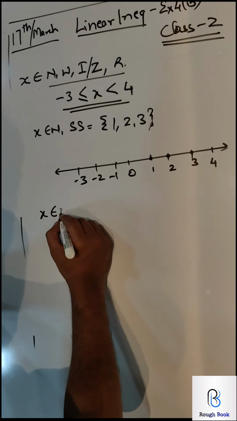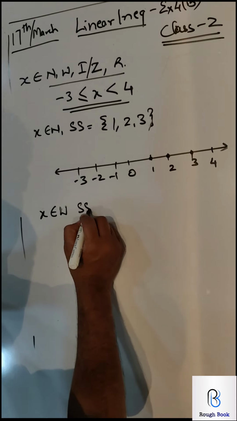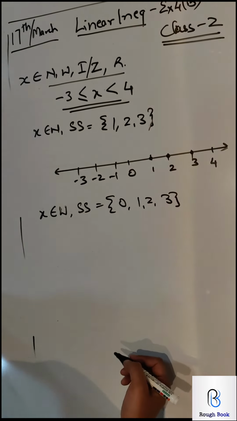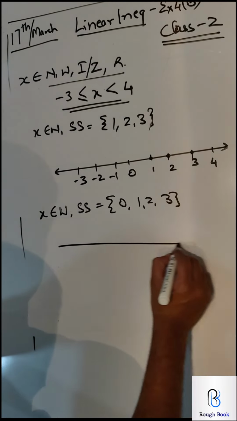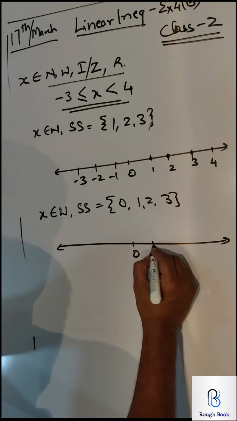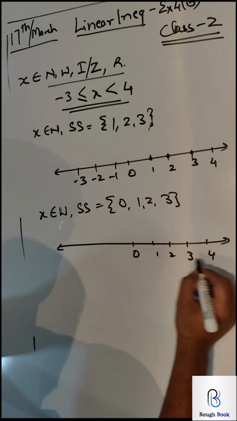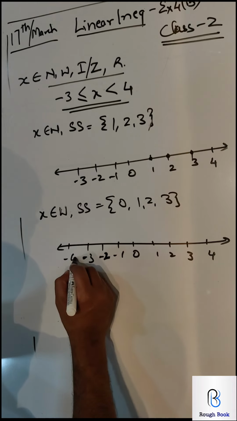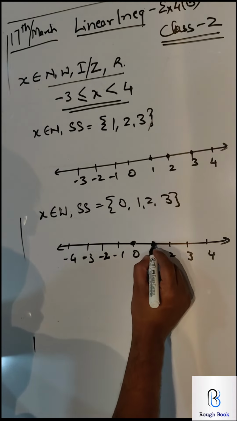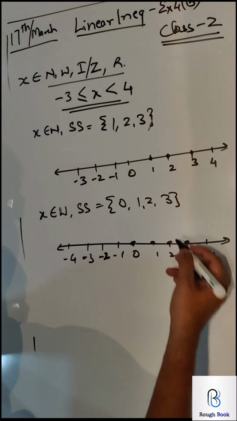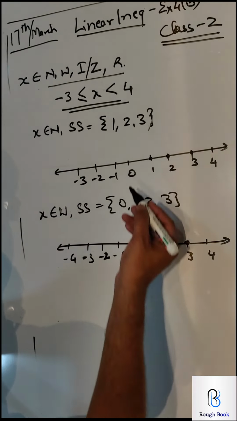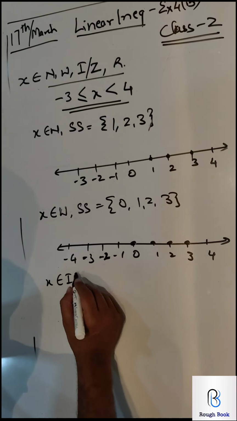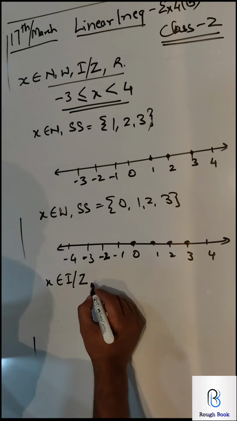The next one, if x belongs to W. So then my solution set changes. It starts from 0, 1, 2 and 3. 4 cannot be included in this because 4 is not inclusive. So in this case, the number line will look like this. I repeat, one extra coordinate is what the board is expecting, otherwise we may lose 1 mark. So 0, 1, 2 and 3. So the only difference between the two is that 0 is being plotted here and here 0 is not being plotted.